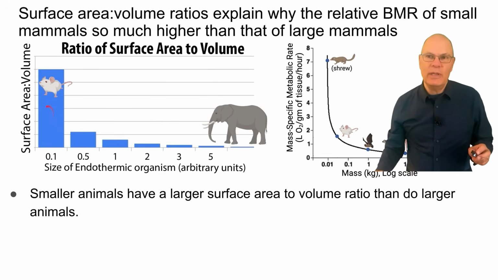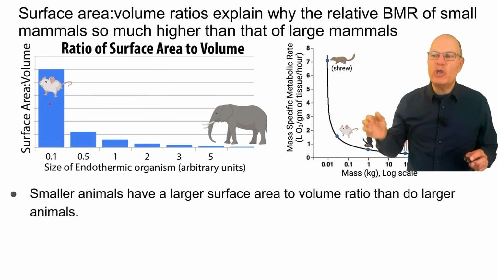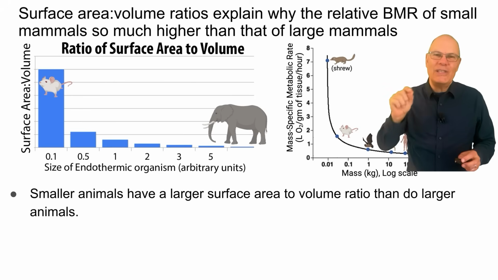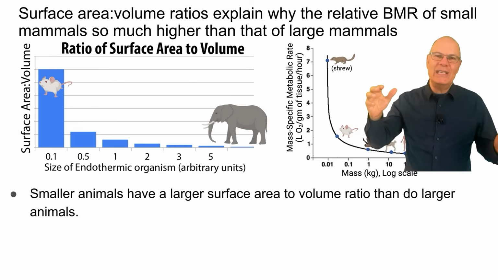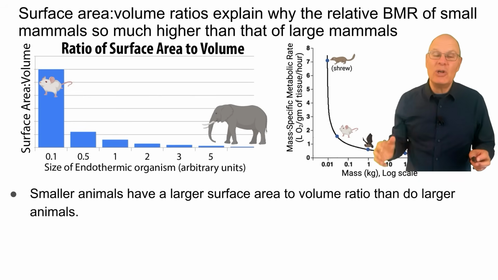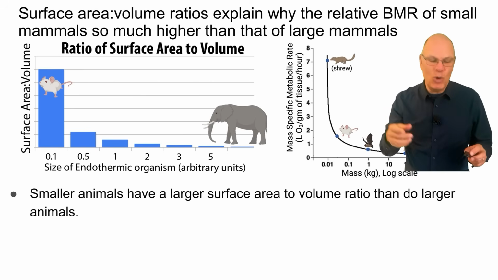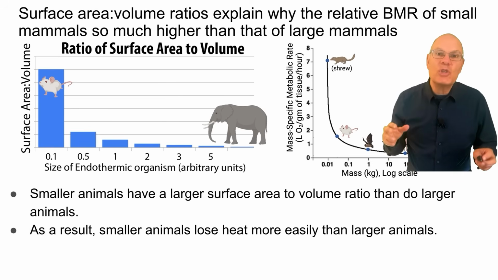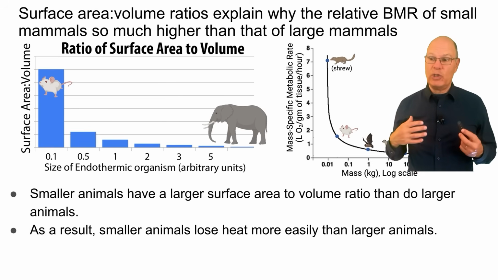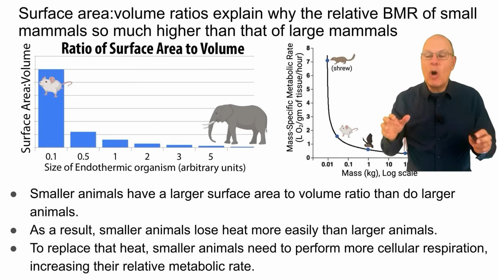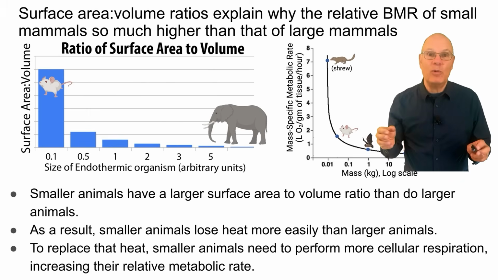Smaller animals, they'd be over here, they have a much larger surface area to volume ratio than do larger animals. Remember that volume is a cubic function, whereas surface area is a square function. So as an animal increases in size, its volume increases much faster than its surface area. And you can look back to my video about that in Unit 2 if you need more instruction about that. As a result, smaller animals lose heat through their surface much more easily than large animals do. To replace that heat, smaller animals need to perform more cellular respiration, increasing their relative metabolic rate.